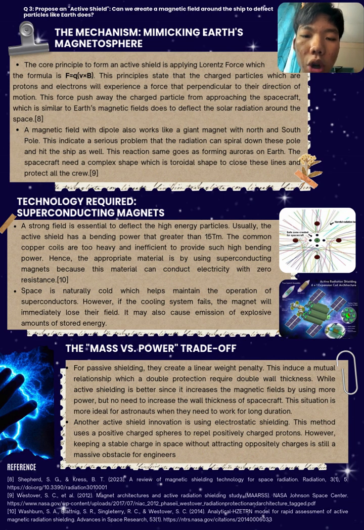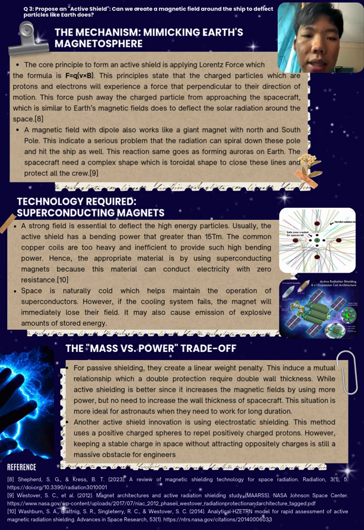To actually move those high energy particles, we need incredible bending power, usually over 15 Tesla meters. Standard copper coils are too heavy and inefficient for this. Instead, we use superconducting magnets, which conduct electricity with zero resistance. While space is naturally cold, these magnets are delicate. If the cooling system fails, a process called quenching can occur, which means the stored energy can be released almost instantly. Managing that thermal stability is our biggest engineering hurdle.